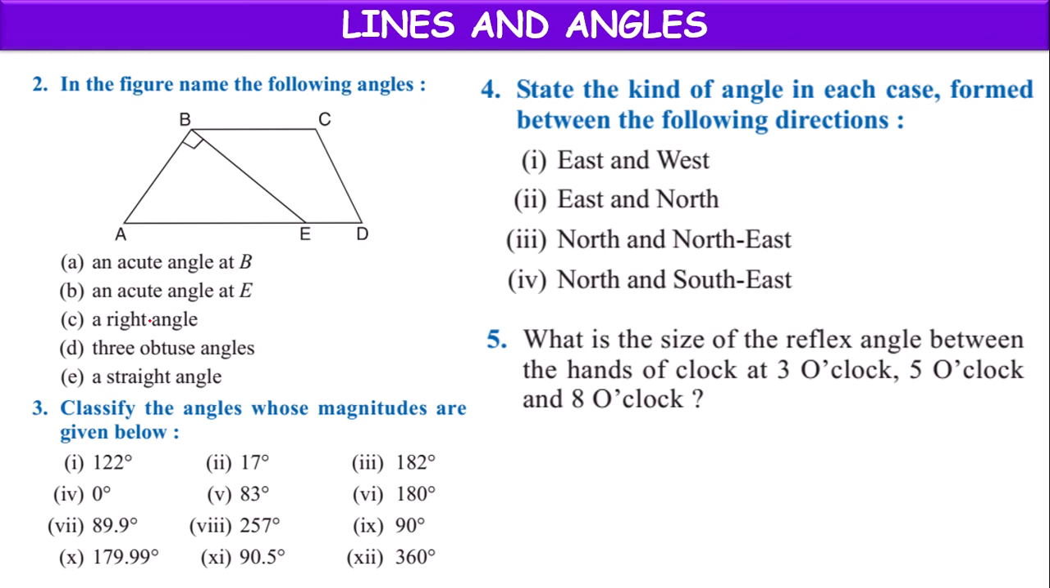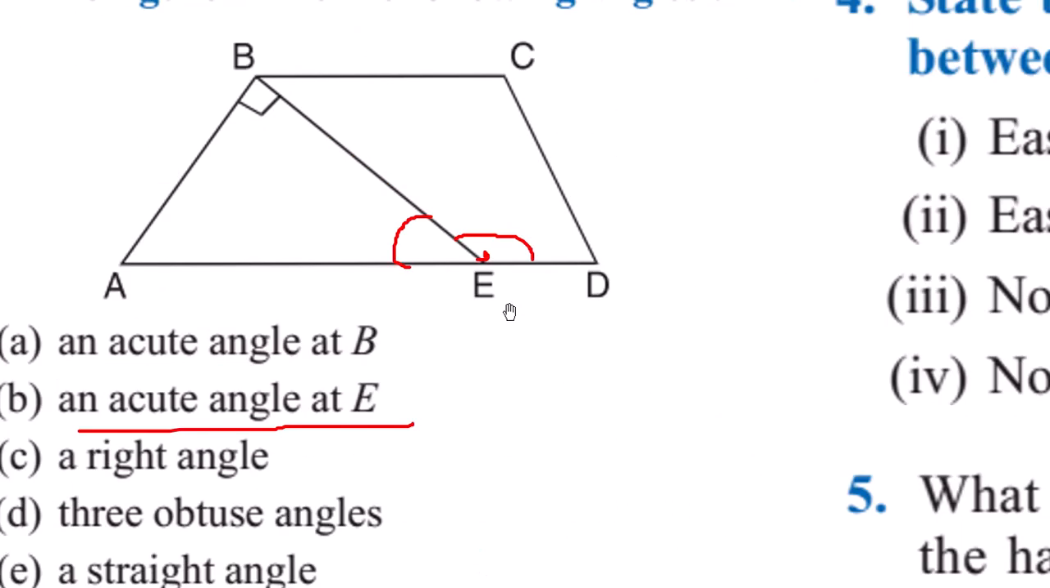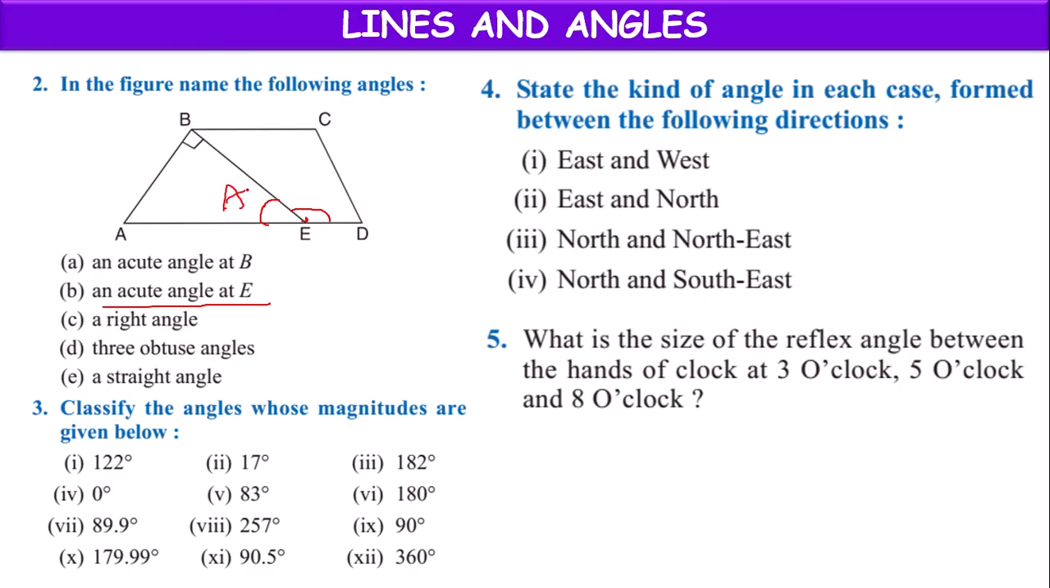Okay. Now, acute angle at E. At point E, we have two angles. But if you observe, AEB is acute, DAB is obtuse. So this angle is an acute angle, this angle is an obtuse angle. We have to mention the acute angle at E. So the answer is AEB. Angle AEB is the acute angle.